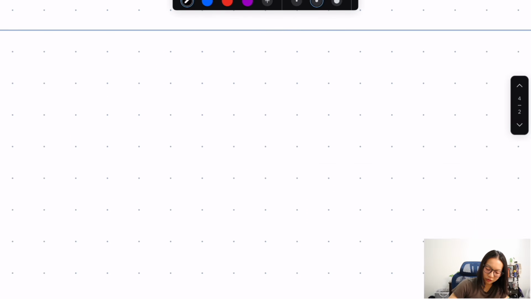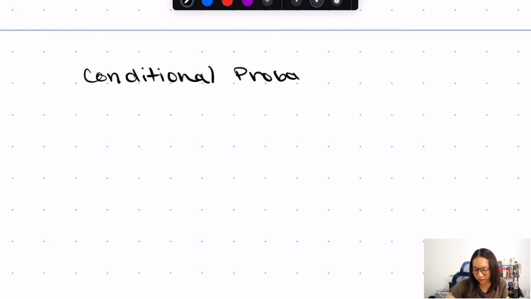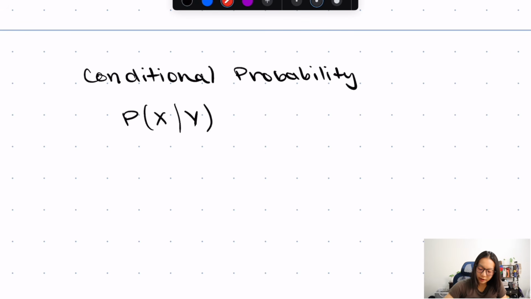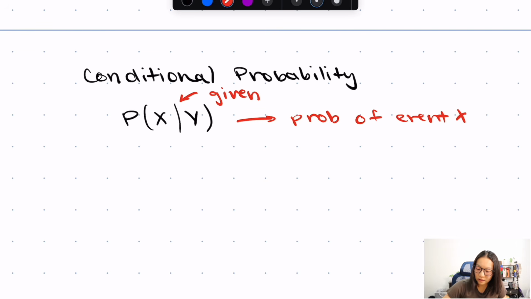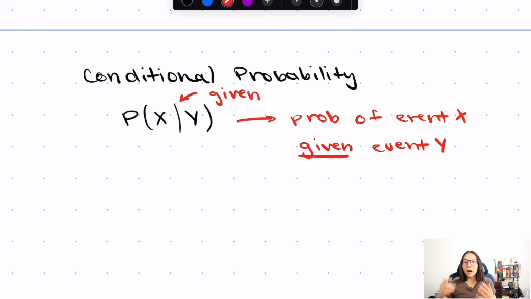Now let's move on to conditional probability. Conditional probability looks something like this. We have the probability of some event X with this vertical bar, Y. And what this bar here means is given. So translating this, it means the probability of event X, given event Y. That means that Y has already happened. Okay, we're already saying Y has happened. Given that Y has happened, what is the probability of X?